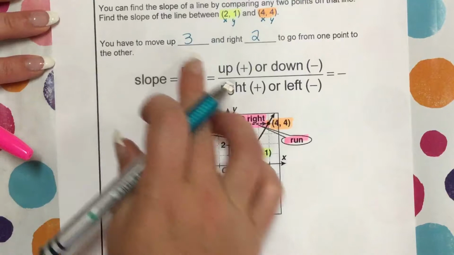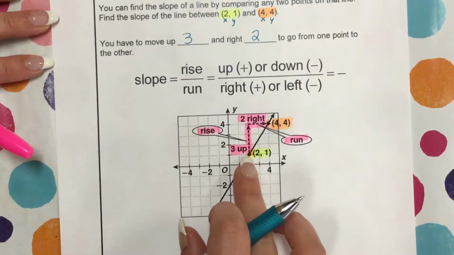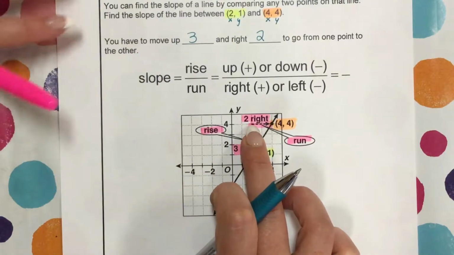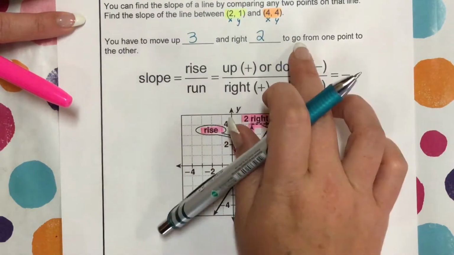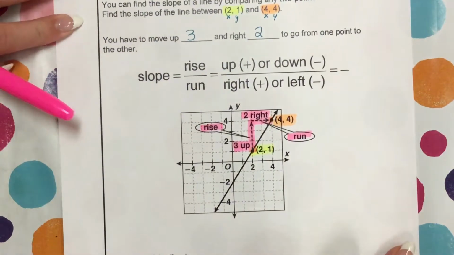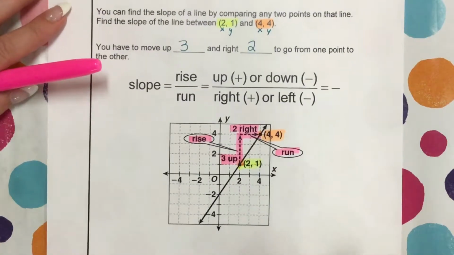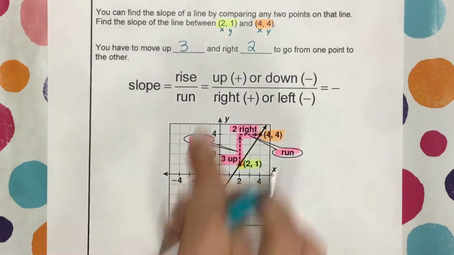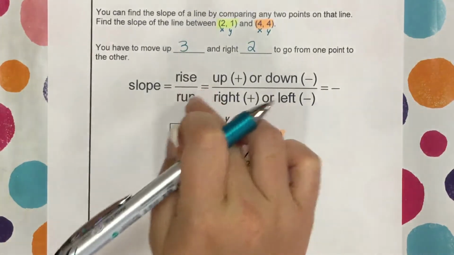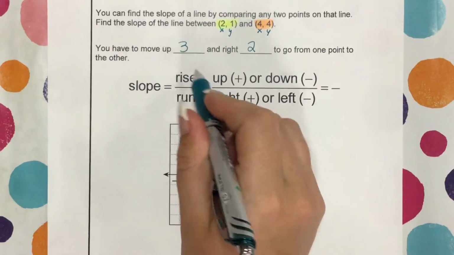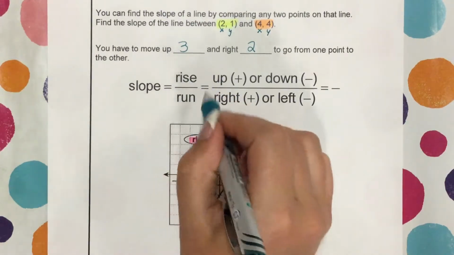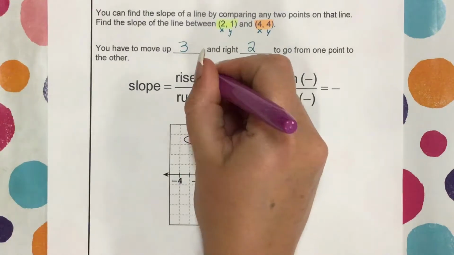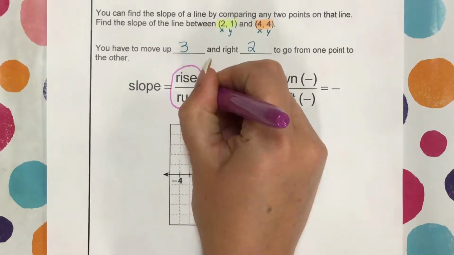So you have to move up 3. If you start here and you want to end up at this point, you have to move up 3, 1, 2, 3, and then to the right, 1, 2, to go from one point to the other. Now, how you determine the slope is the rise over the run. And this is the ratio, this is the fraction that I was referring to right here.